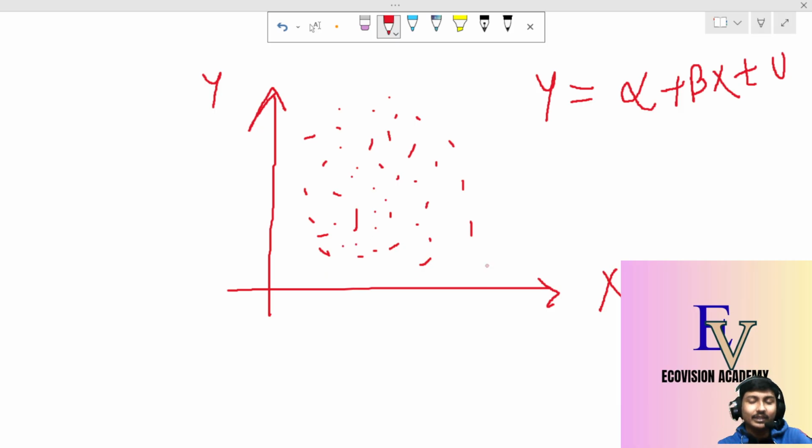Yes, near equal to 0. Now, if I fit a regression line, y equals alpha plus beta x plus u, then what should be the value of beta? 0. You are saying that there is no relation between x and y at all. Are you sure about that? I think so. No. The thing is that all the time this doesn't fit well.